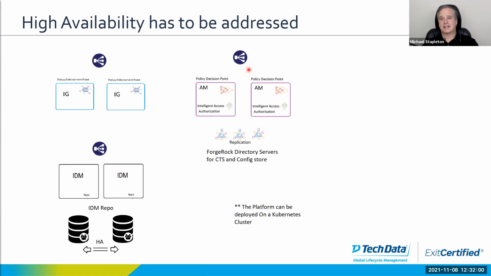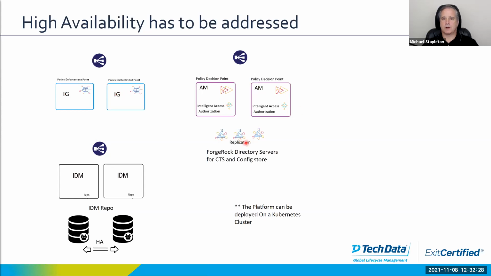So the reality of one of those drawings is, you're going to have clusters of machines behind load balancers. Data stores are going to have replication. For example, IDM stores its identity information in a repo, which can be directory servers. Typically, though, it's relational databases. And if you've got a relational database, you're going to have to configure it for HA. That goes down, you're going to be in trouble.